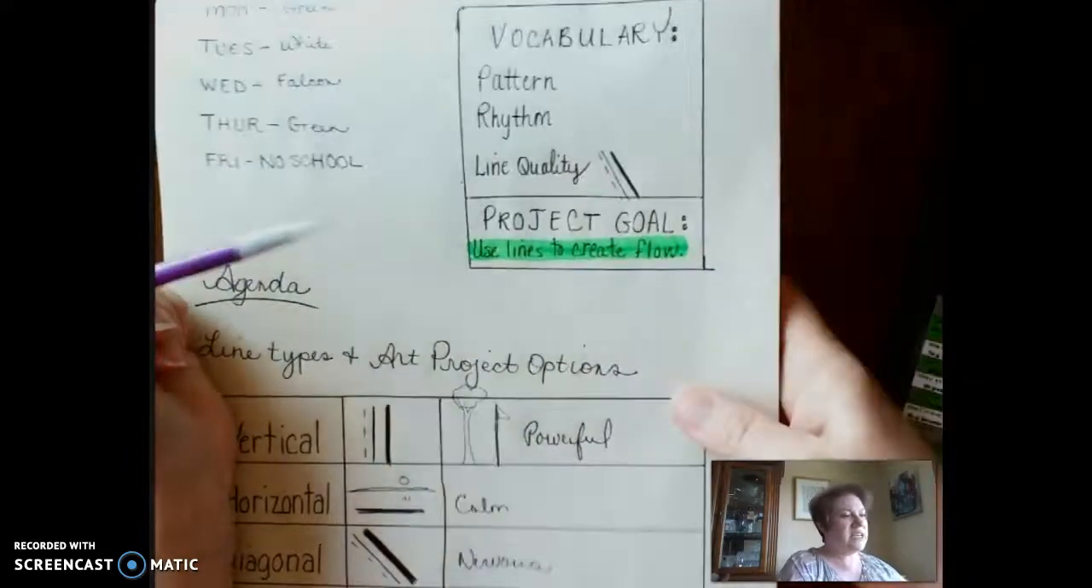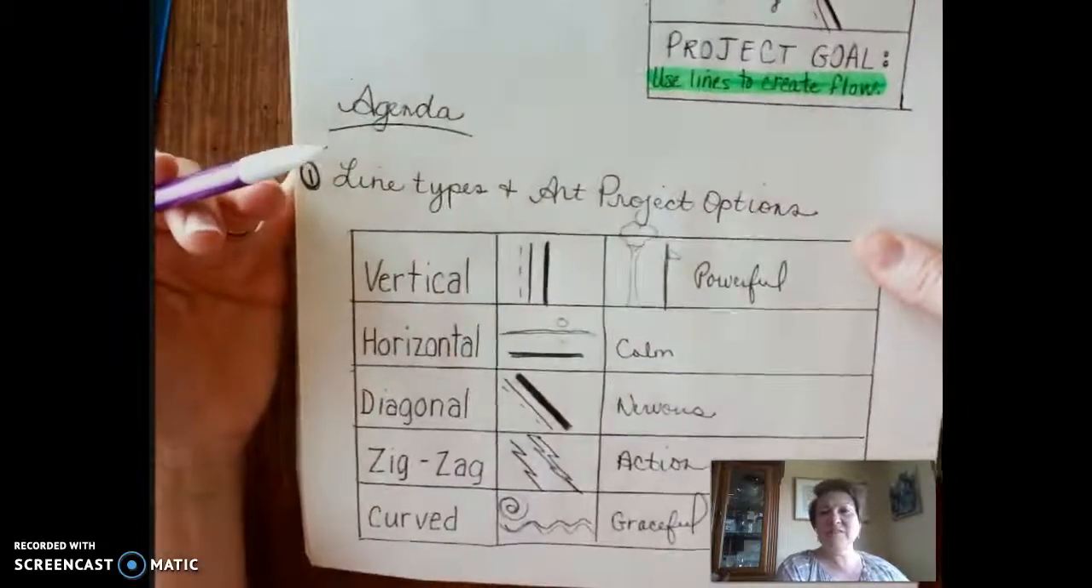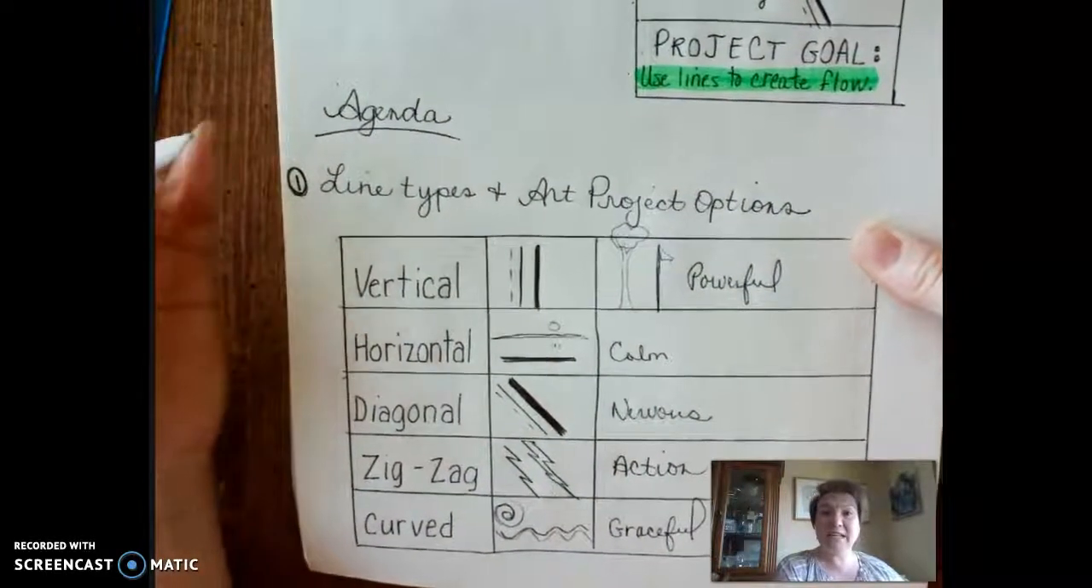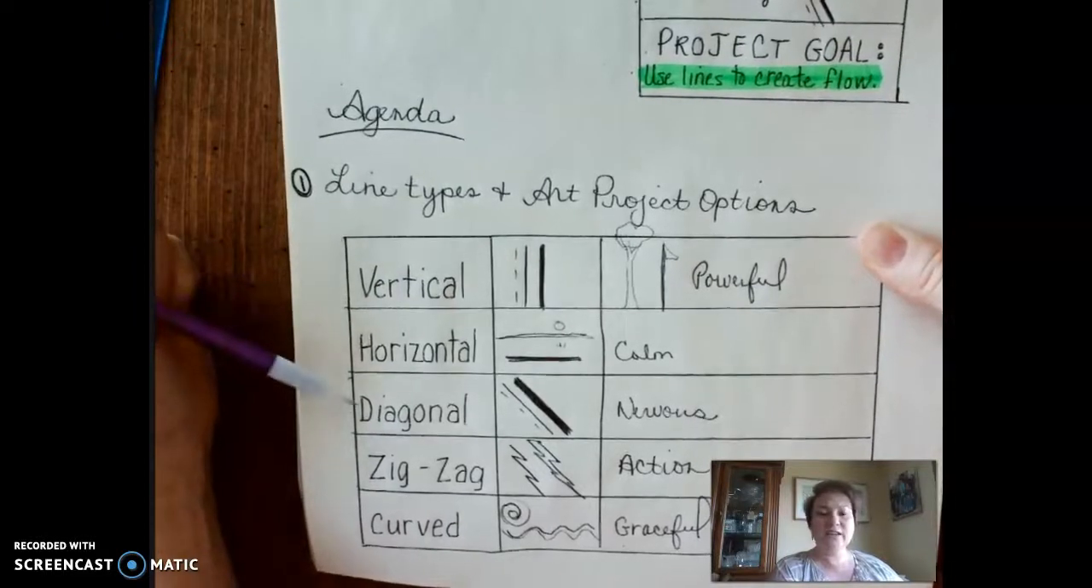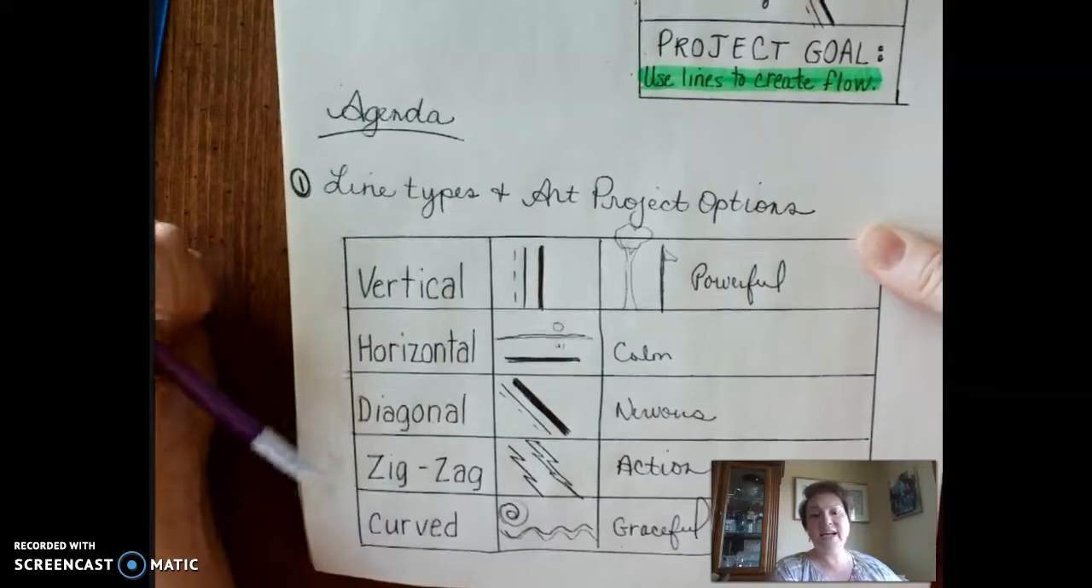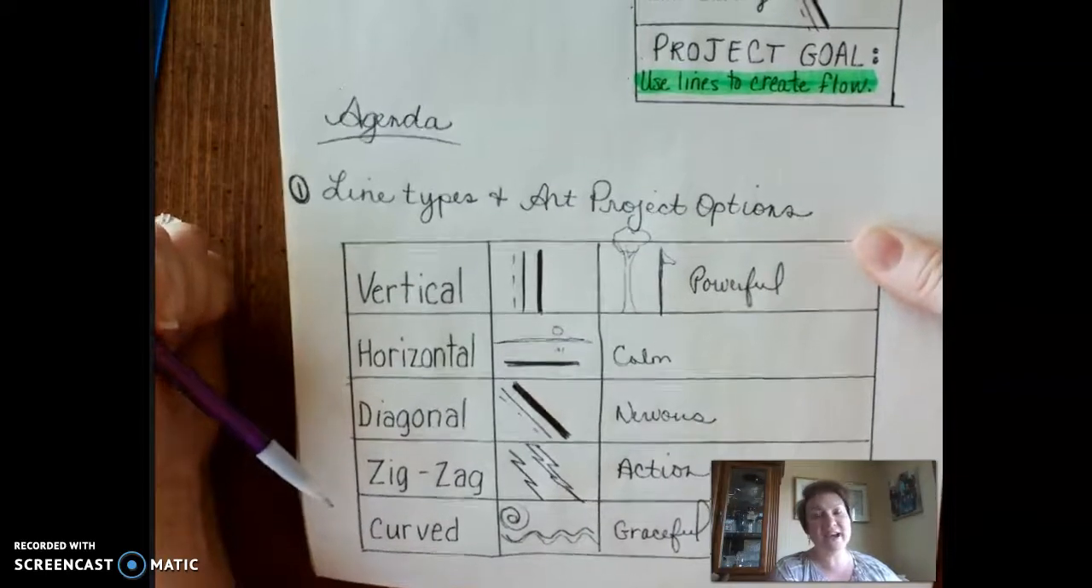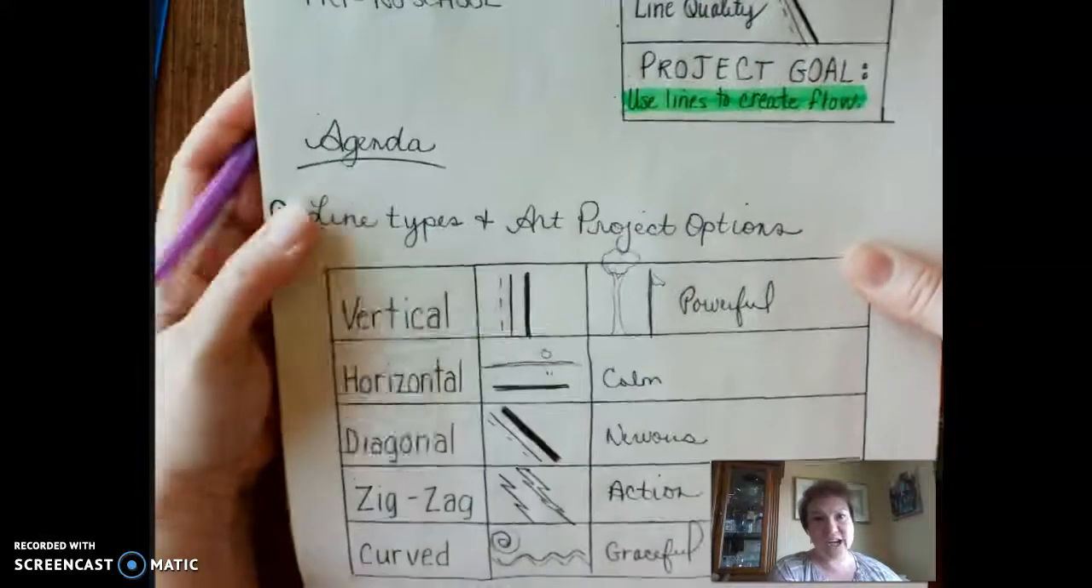You will be using the 5 different types of lines here, or some of them at least. Vertical lines, horizontal, diagonal, possibly zigzag, and curved. It's completely up to you and to the design that you hope to create.